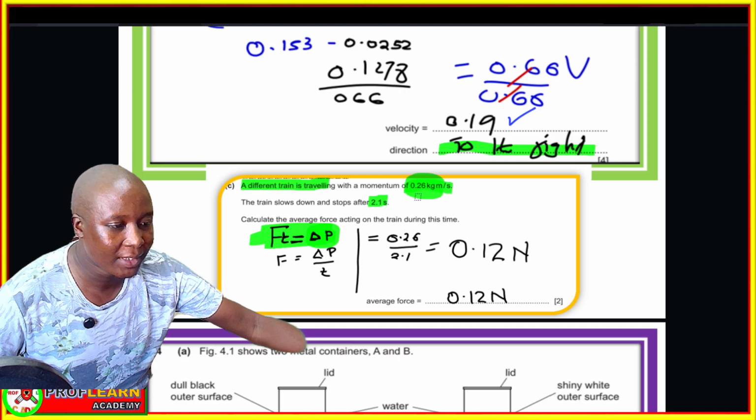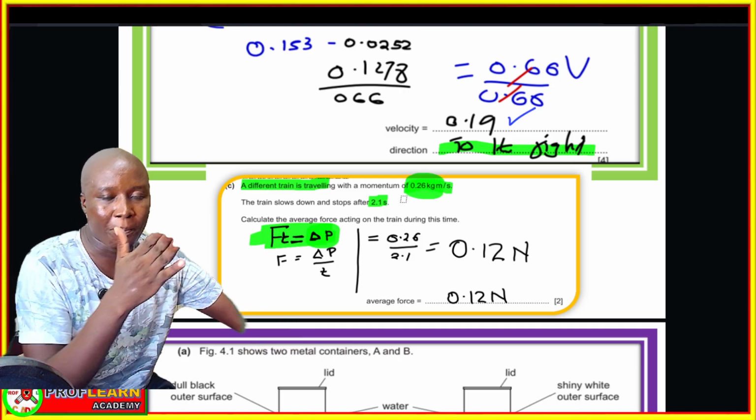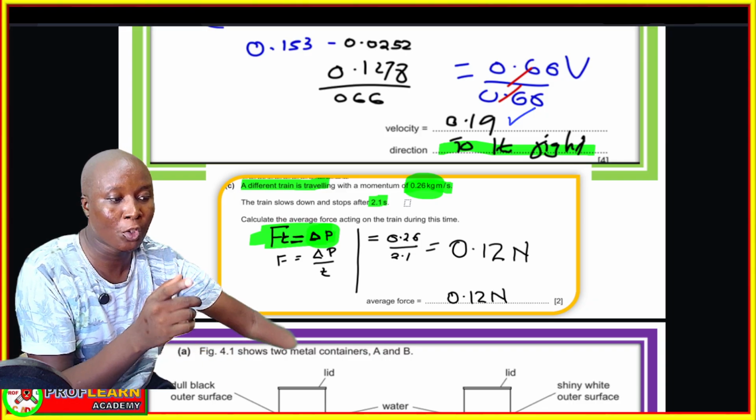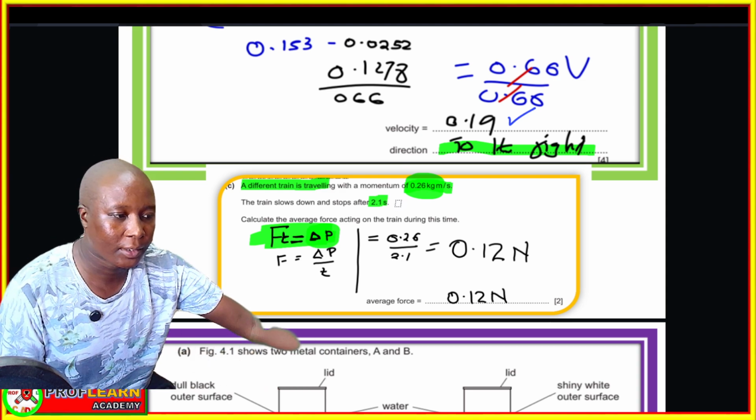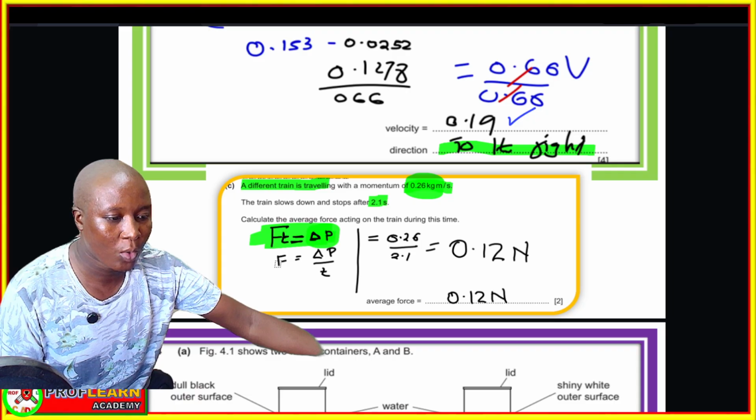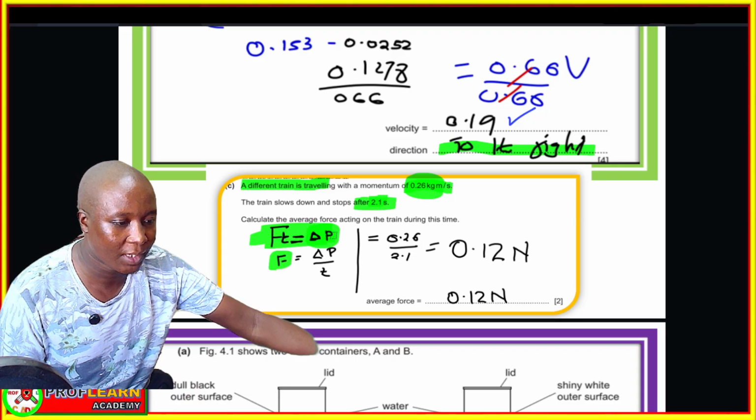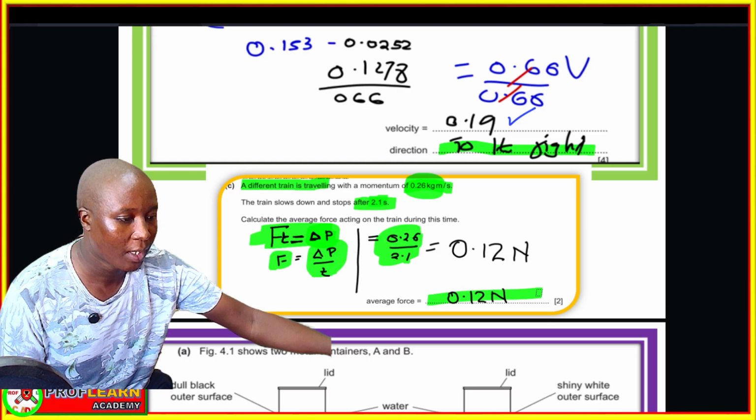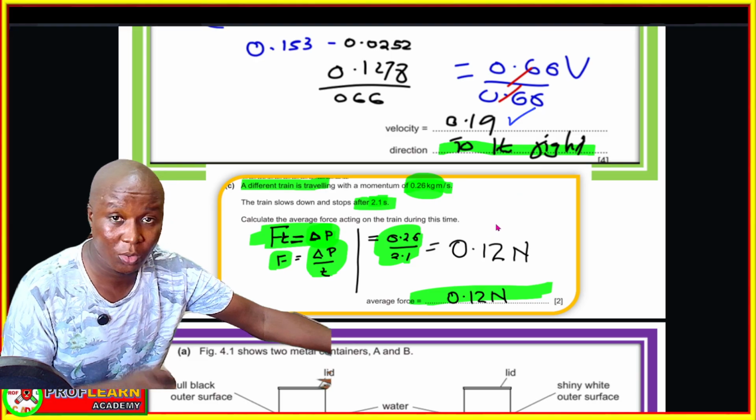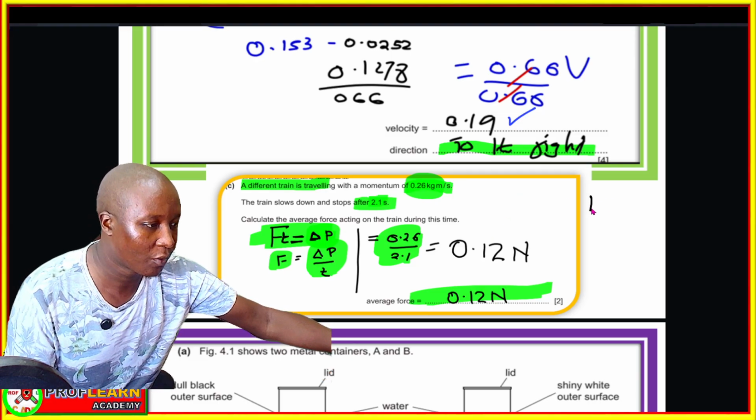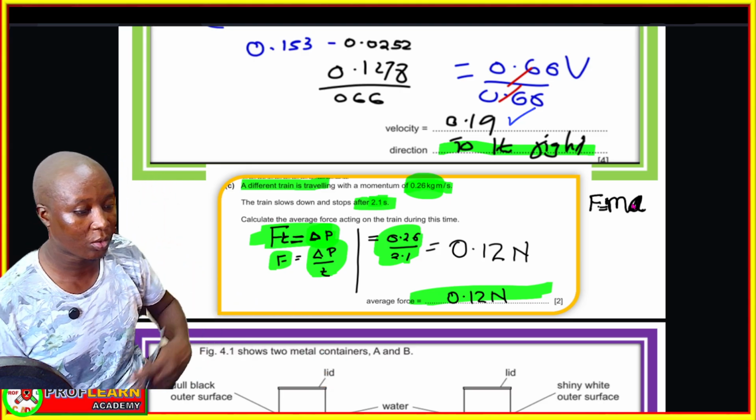Our change in momentum, remember, it slows down from that momentum. So the change in momentum will be 0.26, because the final momentum will be 0. Final minus initial will be 0.26. Since we want to find the force, we divide both sides by the time. So we remain with F equals change in momentum, which is 0.26 divided by 2.1, and the force becomes 0.12. Another equation that you need to remember before you sit for this exam is force equals mass times acceleration, F equals ma. You may be asked a question that uses F equals ma.